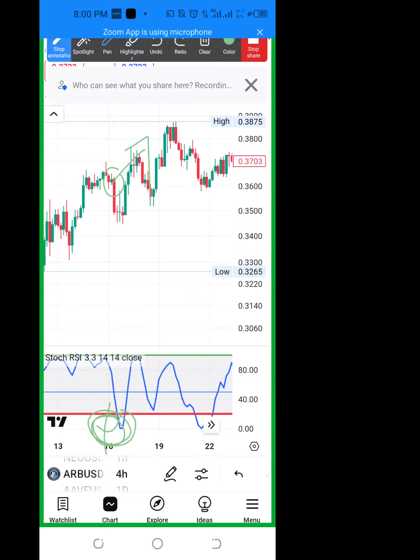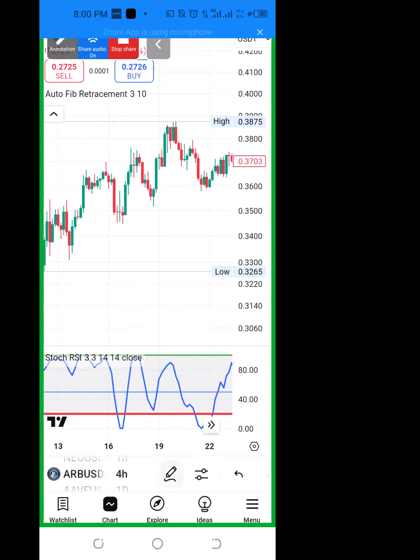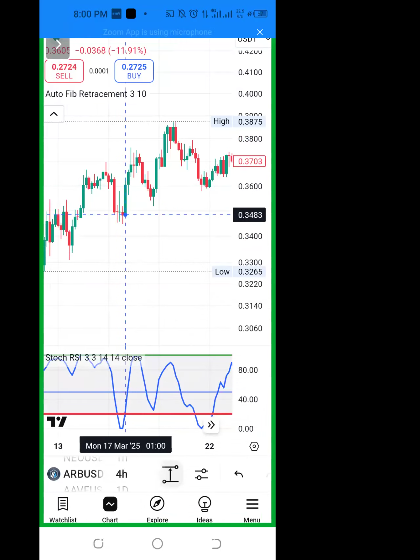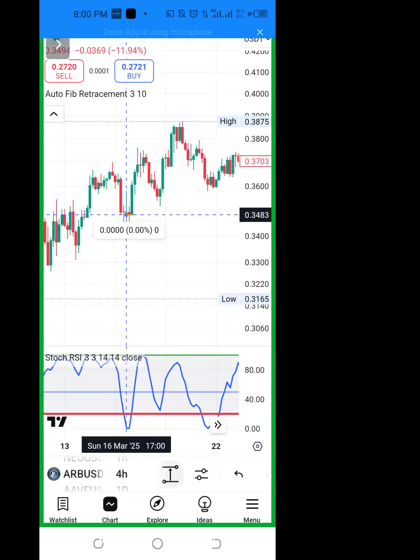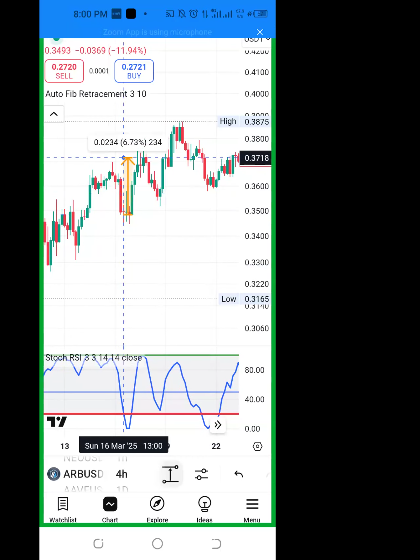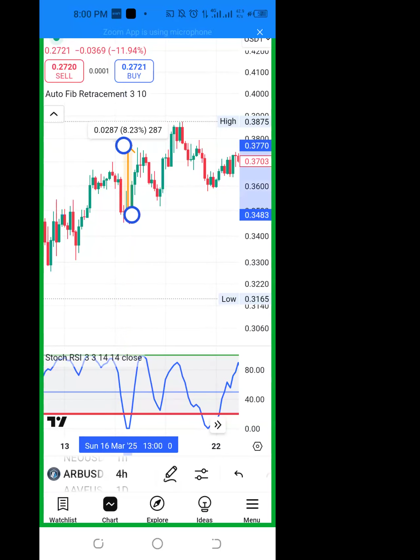The stochastic line was in the oversold region here. If you measure it up, the coin moved up in massive profits. Let me measure that one. That's massive profit. Without even measuring it, it can reach 5 to 7%. Reach about 7%.